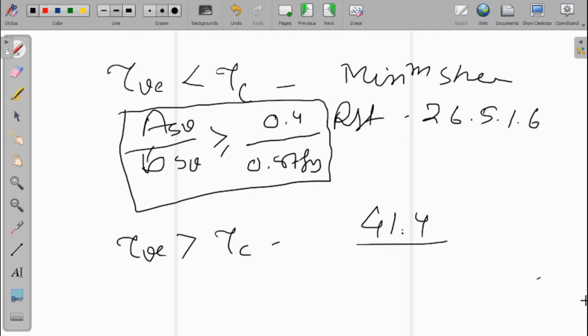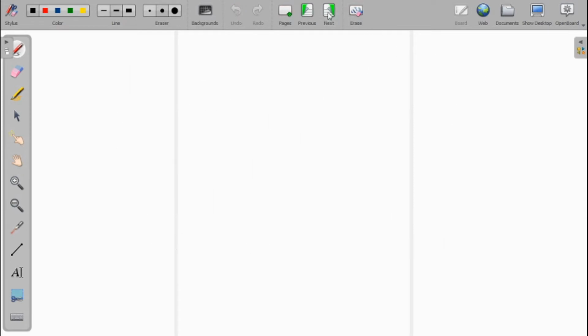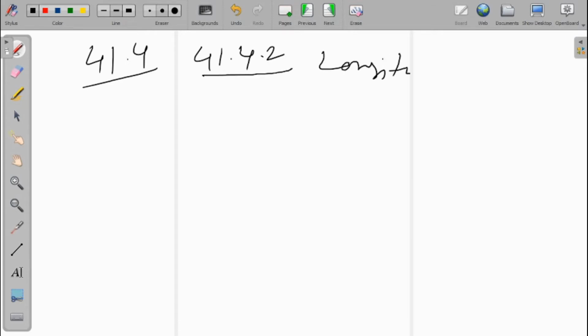So what are those guidelines? Let us see now. Let us go to clause number 41.4. It talks about the longitudinal reinforcement first: longitudinal reinforcement in members subject to torsion. First, in clause number 41.4.2, it is talking about the longitudinal reinforcement. Now, how to give the longitudinal reinforcement?